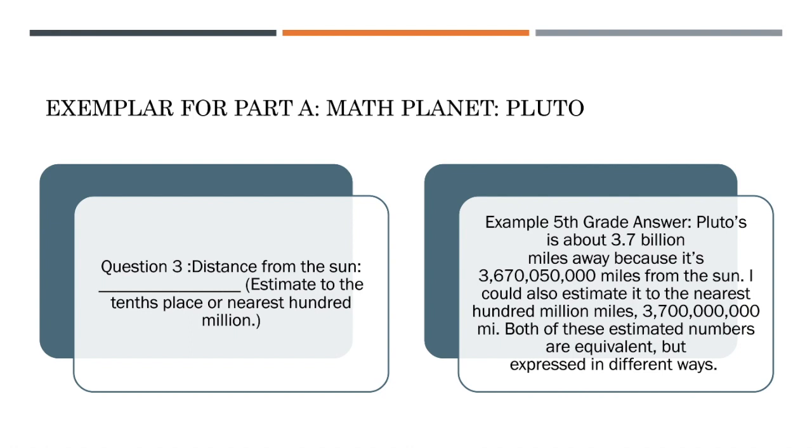3,670,050,000 miles from the sun. I think I read that right. I might not have. I'm not the best here. I could also estimate to the nearest 100 million miles. So I would say there it would be 3,700,000,000 miles. Both of these estimate numbers are equivalent but expressed in different ways.